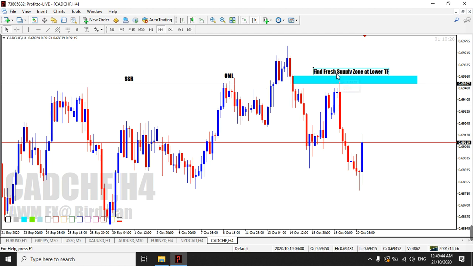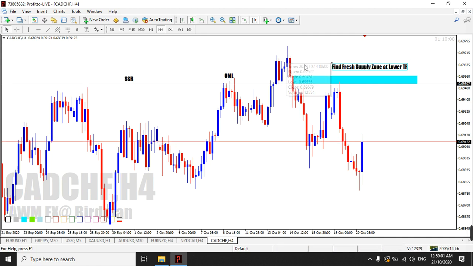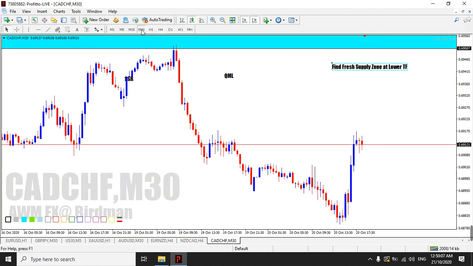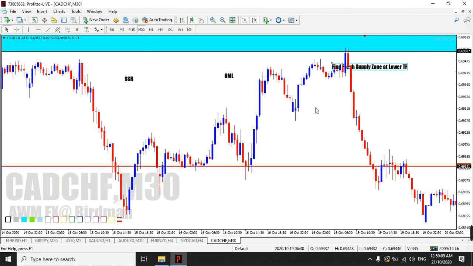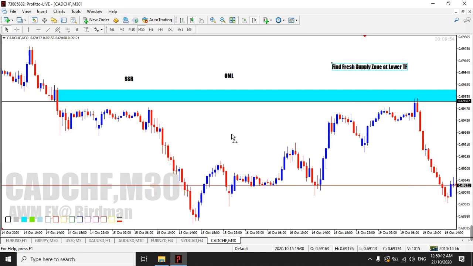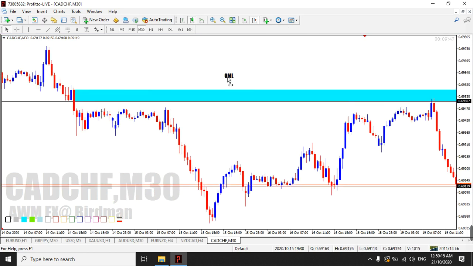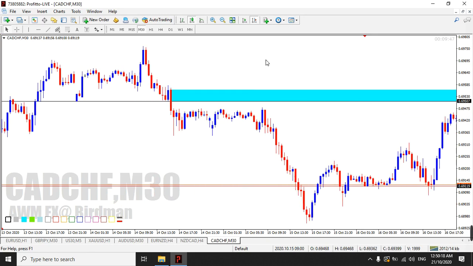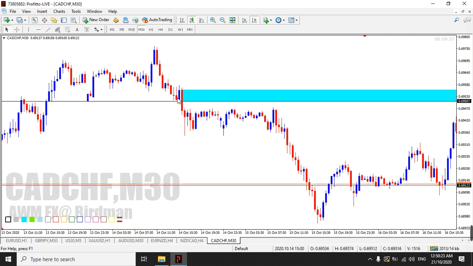Next, we will find what we call a decision point or a fresh supply zone at a lower time frame, because in this H4 we cannot see any supply zone in this area, except for the high. So for a sniper entry, we will switch to a smaller time frame. Here I'm going to switch to M30. When I switch to M30, I'm going to take this wording out, and I can see that there is a very obvious supply zone over here.